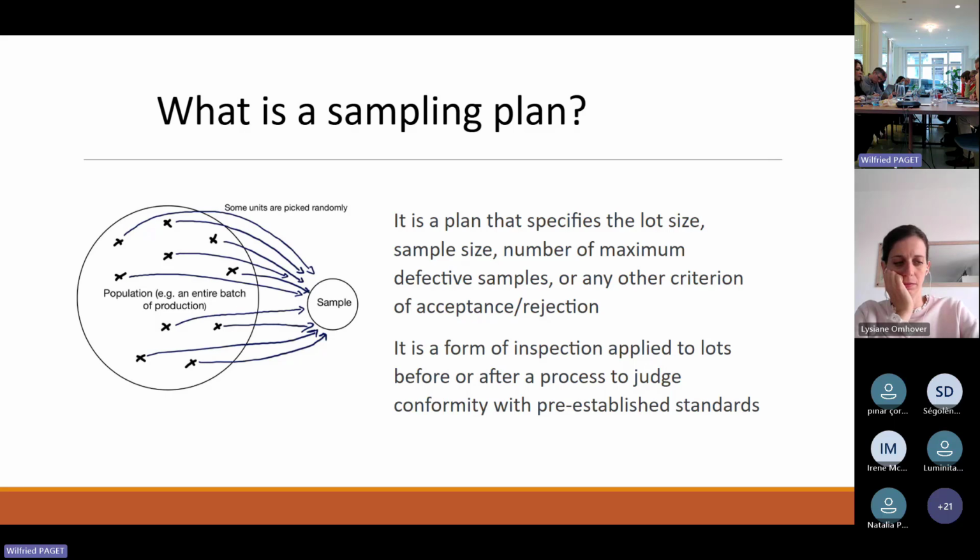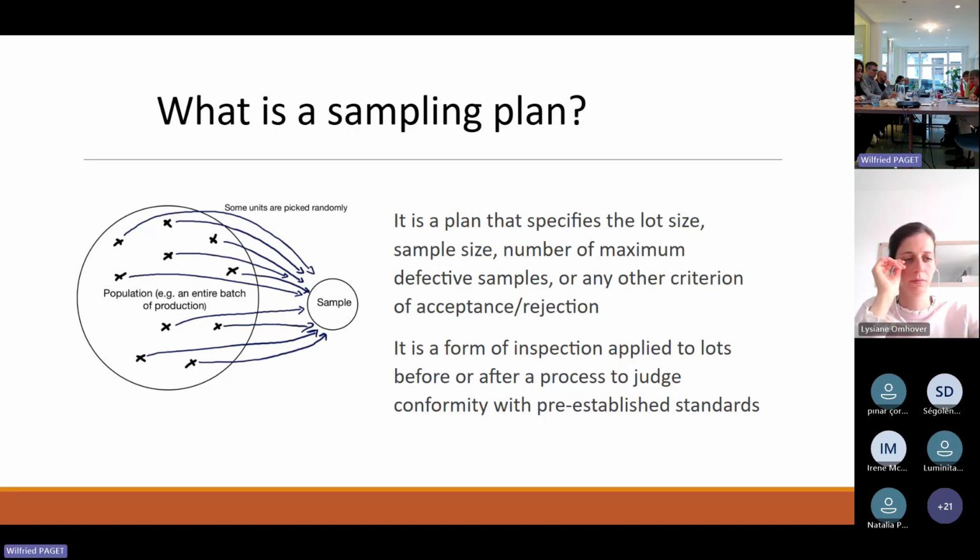Normally the lot size is indicated by capital N. The sample size is lowercase n. The maximum number of defective samples allowed is the acceptance number, which is C. But we can also have other criteria of acceptance or rejection. For example, we can have a sample limit, M or capital M, that would be more in microbiological sampling plans.